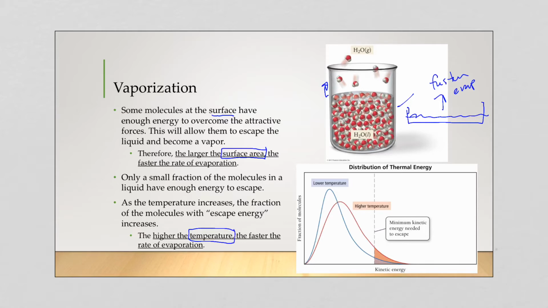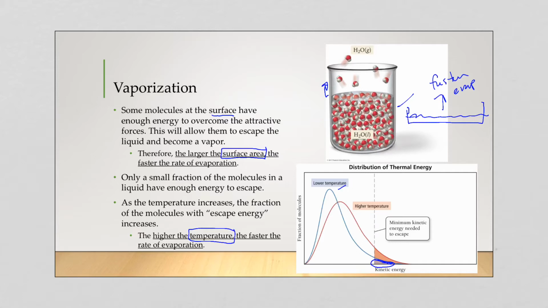So if we look at the graph here, if we have our liquid at a relatively lower temperature, look at this graph. This is fraction of molecules on the y-axis, and kinetic energy on the x-axis. So at a lower temperature, only this relatively small area, this fraction, has enough energy to evaporate.